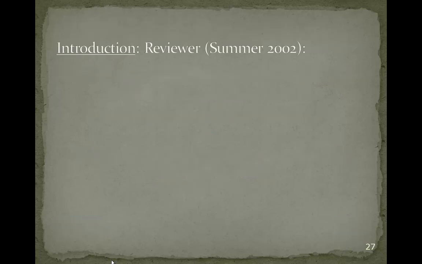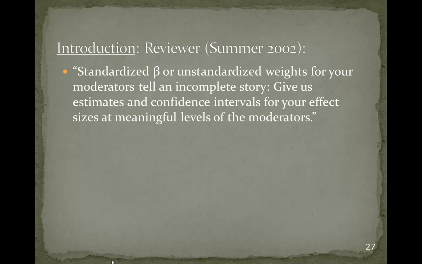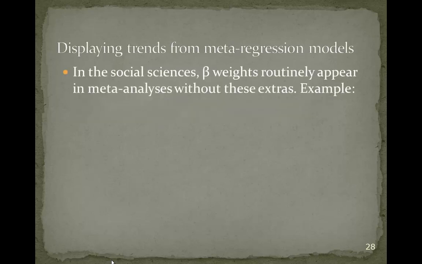So a long time ago, we submitted a manuscript for publication. And I got good reviews, but one of the reviewers, I forget which one, it was reviewer 2, it's always reviewer 2, said something to this effect: standardized beta weights or unstandardized weights for your moderators tell an incomplete story. Give us estimates and confidence intervals for your effect sizes at meaningful levels of the moderators. And I scratched my head a bit, because I was following convention in social sciences, because there beta weights routinely appear for meta-analyses without the extras that the reviewer wanted.